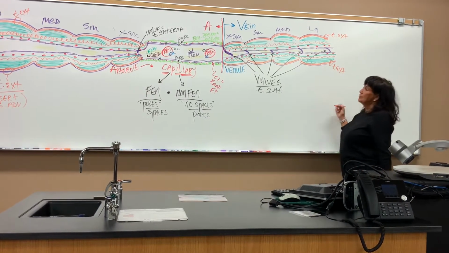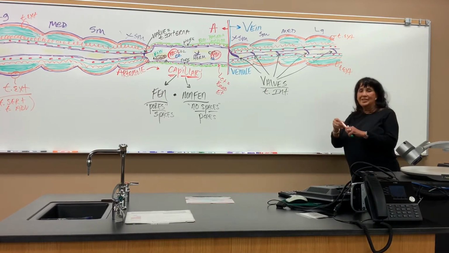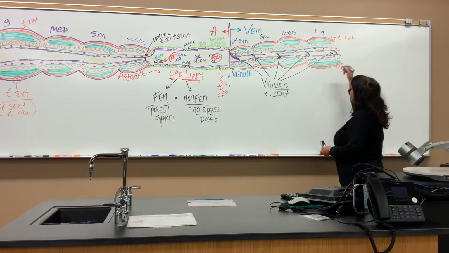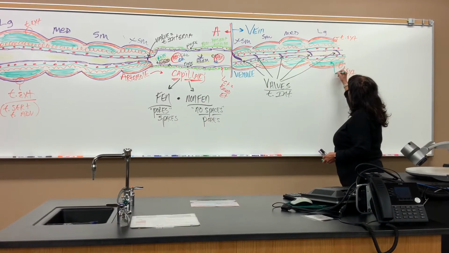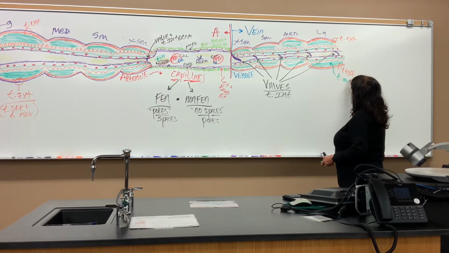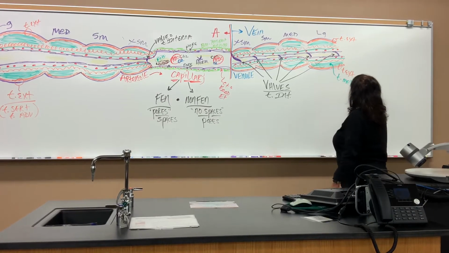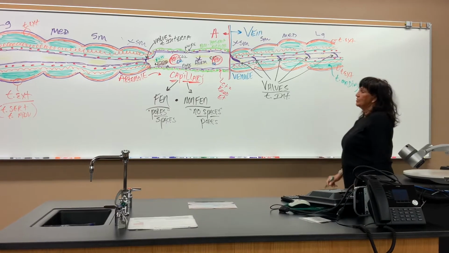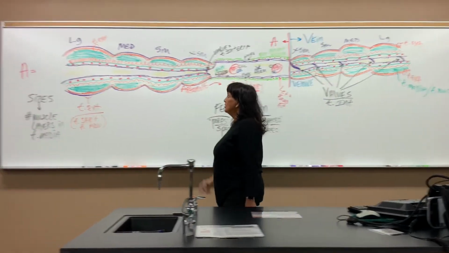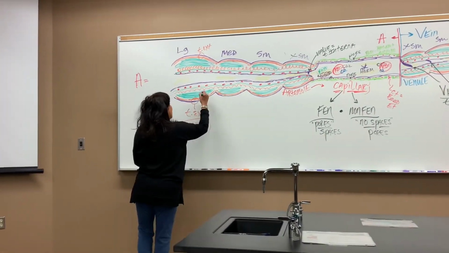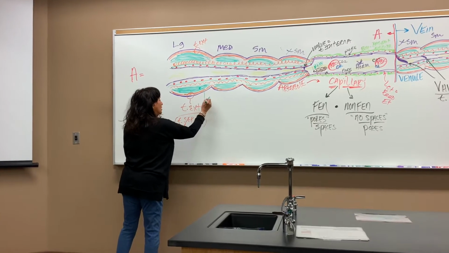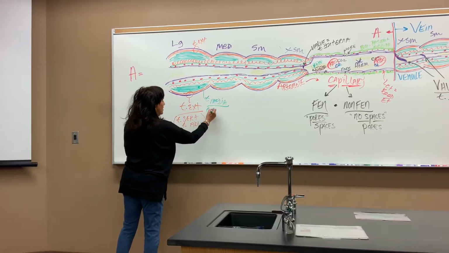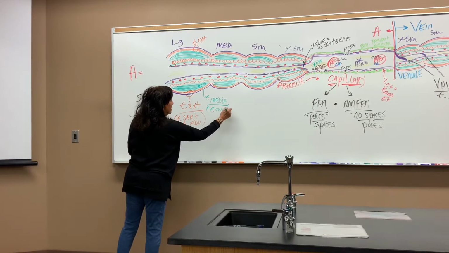All right, so now we're going to do the next layer, which is the muscle layer. Right here is going to be the tunica media. It used to be tunica muscularis, right there. And over here on the artery side, right here, tunica media. Used to be tunica muscularis.